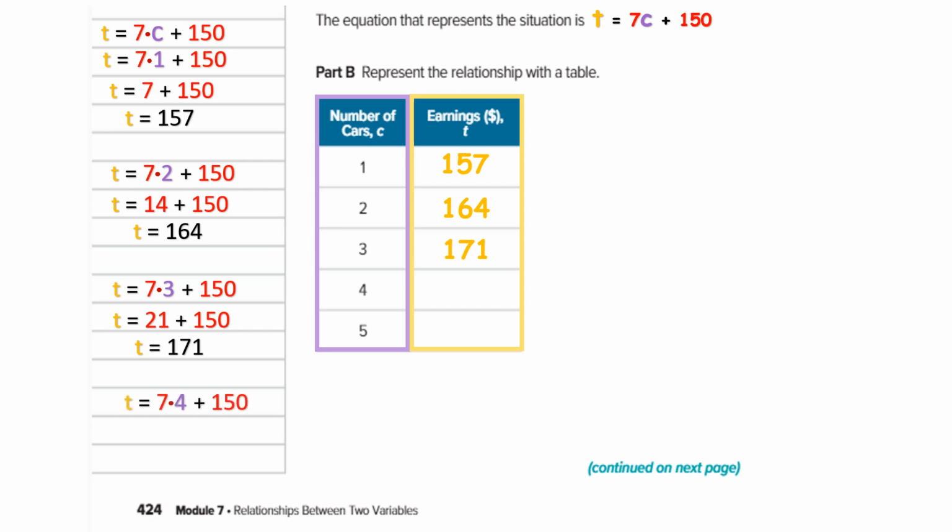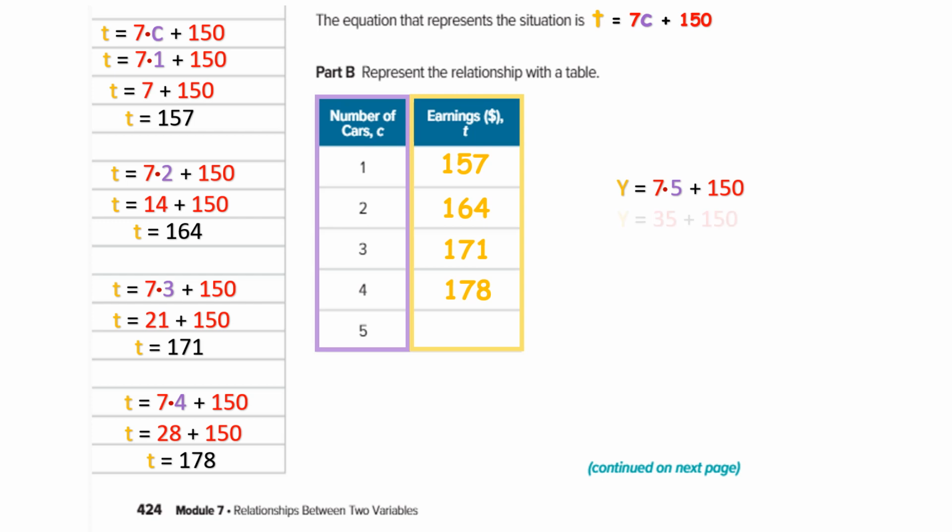I do the same thing with 4, and I'm going to do the same thing with 5. So I plug in the 4 for my independent variable, multiplication first, so 7 times 4 is 28. I'm going to then add my 150, and that tells me if I wash 4 cars, I will have $178 when I'm done. And last but not least, then we're going to do the 5.